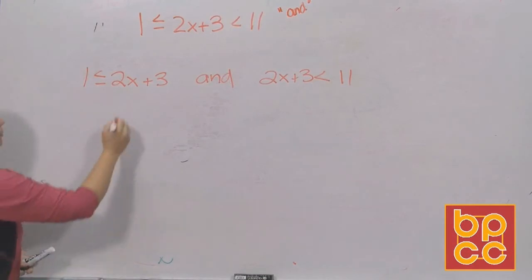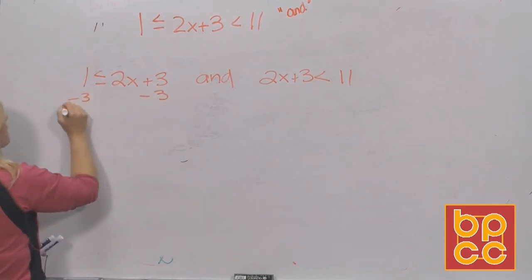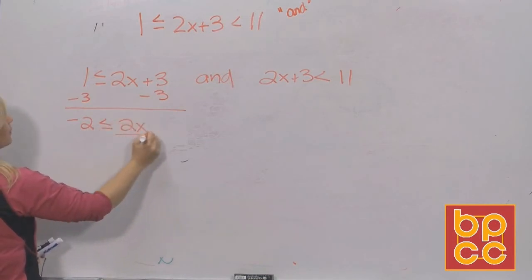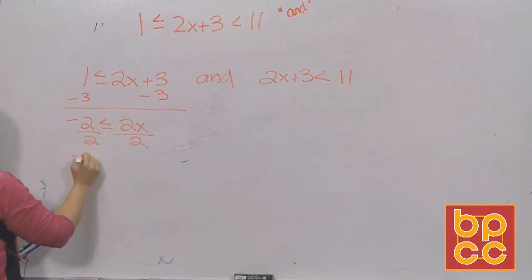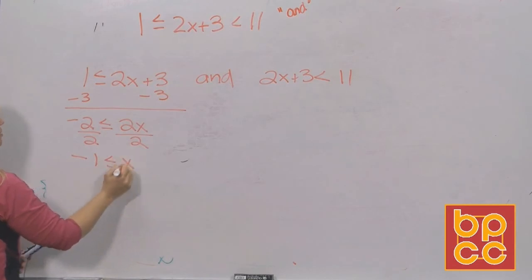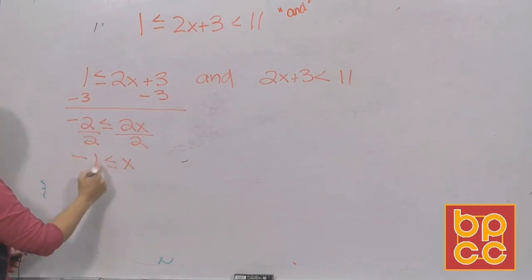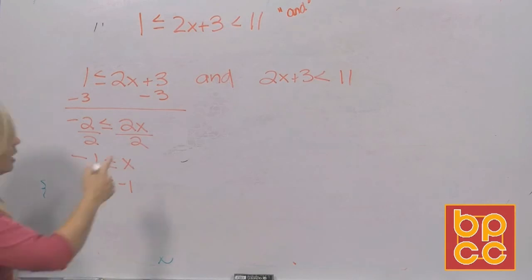Now we're going to solve them. I'm going to subtract 3. Negative 2 less than or equal to 2x. I'm going to divide by 2. Negative 1 less than or equal to x. And we know we can't draw that without the x on the left side. So if I flip that over like a flapjack, that really says x is greater than or equal to negative 1.